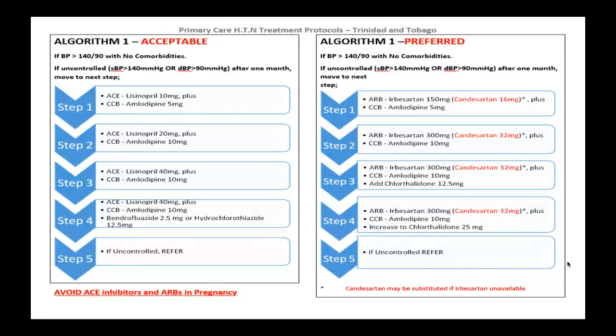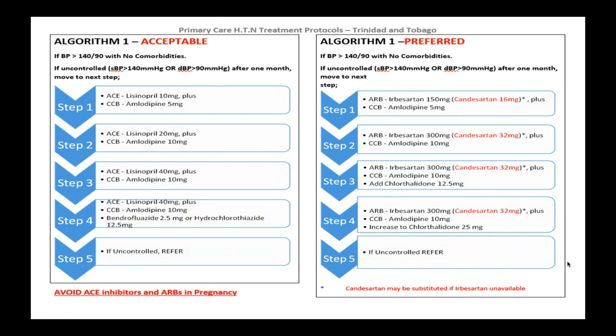right and left, and too many options, so that everybody will be on the same page, and so that not only the physician but the patient, if we put it up in the clinic, will be able to follow and know where they are in terms of their treatment. So why do we have two? We have a preferred and an acceptable algorithm.